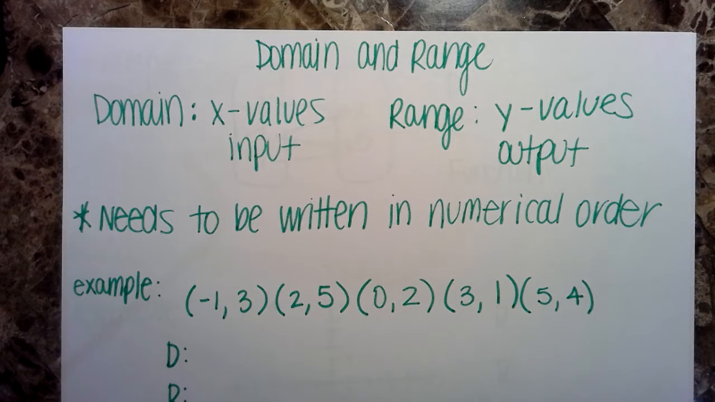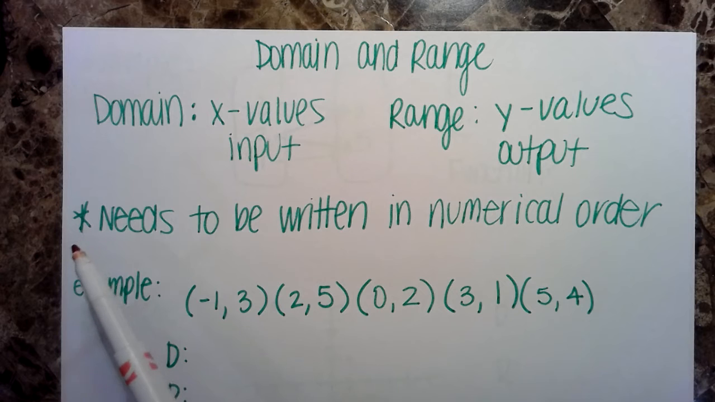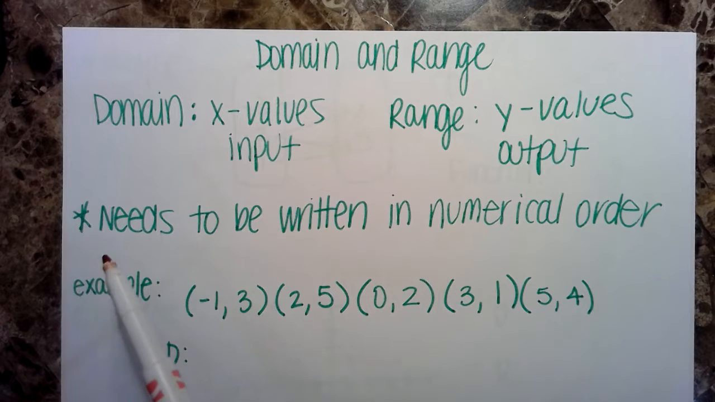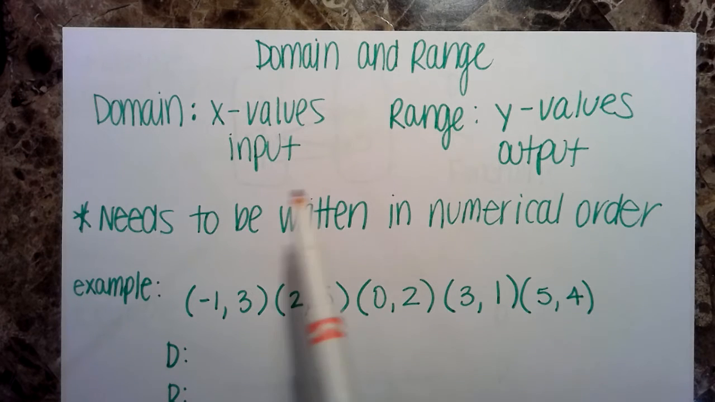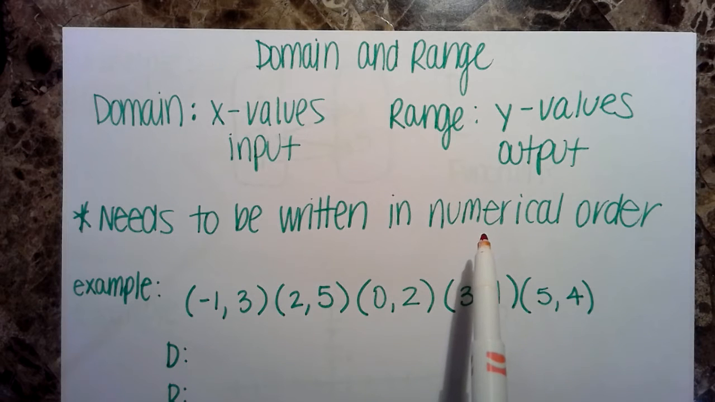Hi everyone. There's a few things that I want to clarify with domain and range. You have to remember that domain stands for your X value and it's your input, where your range is your Y value and it's your output. Every time that you write your domain and range, it needs to be written in numerical order. You can either choose to repeat numbers or choose not to, but you definitely need to make sure that it's written in numerical order.